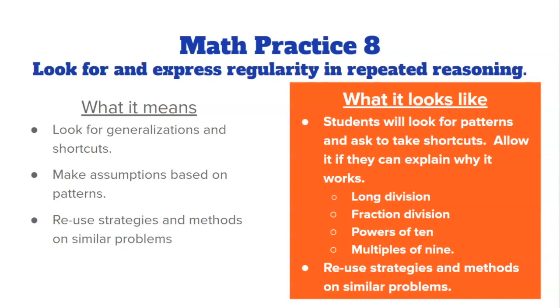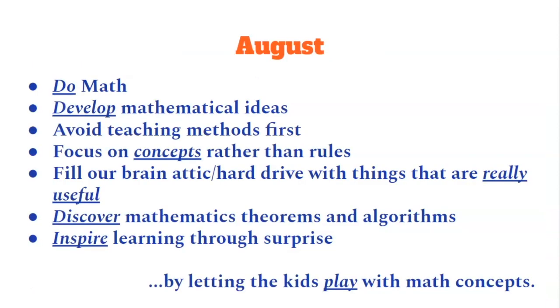That's that repeated reasoning. Fraction division, the patterns that we see in fraction division. Powers of 10, 10 times 10, we end up moving the decimal place, and we see that extra 0, and the students are going to catch on to those. And the multiples of 9, the patterns that we see with the multiples of 9. We reuse the strategies and methods from similar problems. When we get to a new problem, we say, hey, doesn't that look really similar to that other one? What strategies worked for us there?